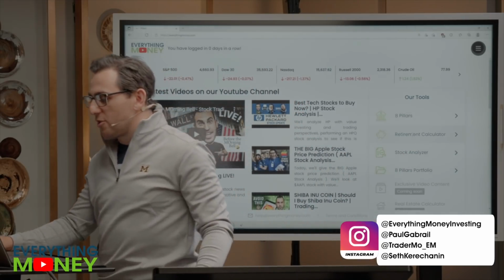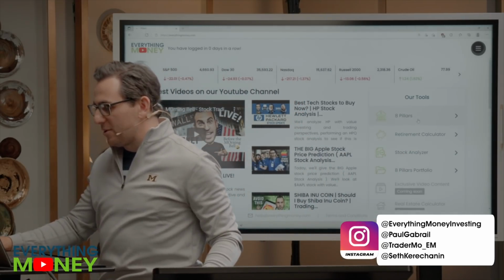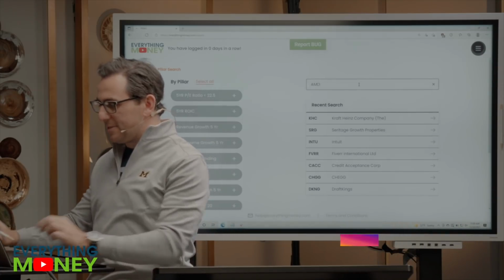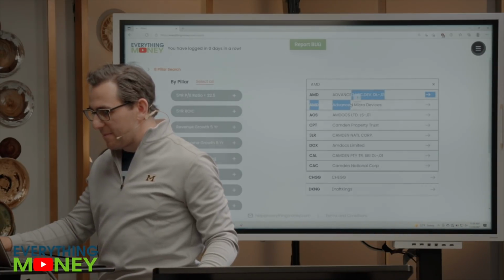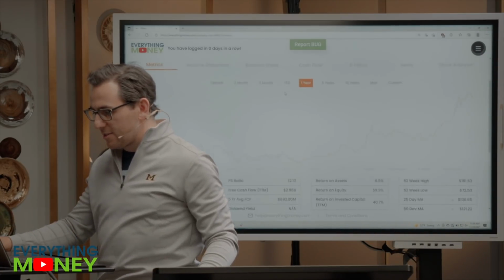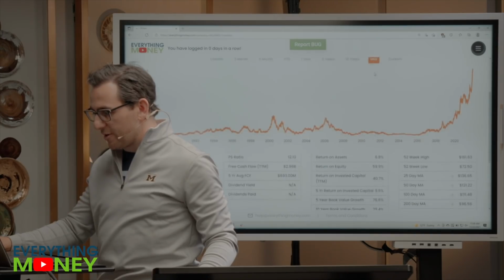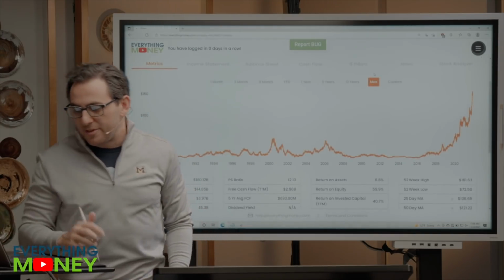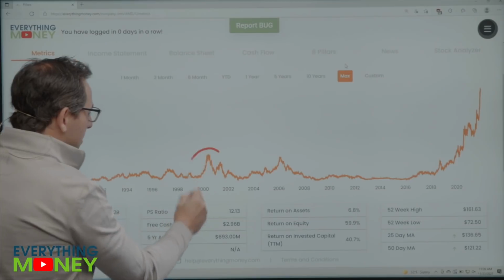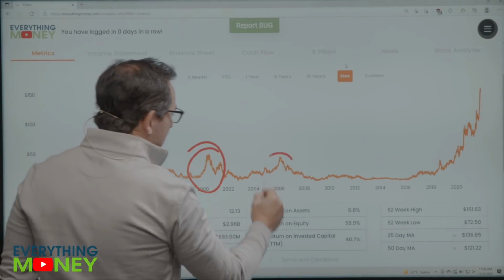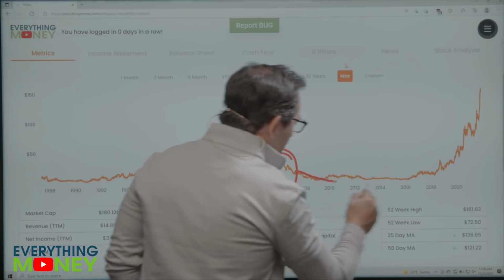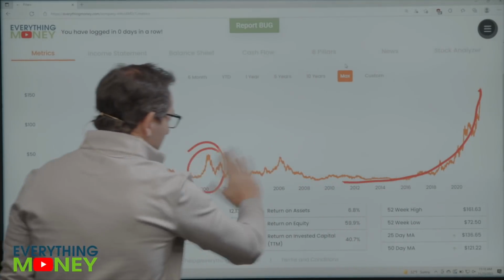Okay, so let's go to the Everything Money software, our 8 pillars tools. We're going to type in AMD, Advanced Micro Devices. Let's look at this chart, baby. This is the max chart of AMD. So I remember these times. This was tech time. And then it was AMD is going to pass up Intel, and now it's on this huge run up for the same reasons back here.